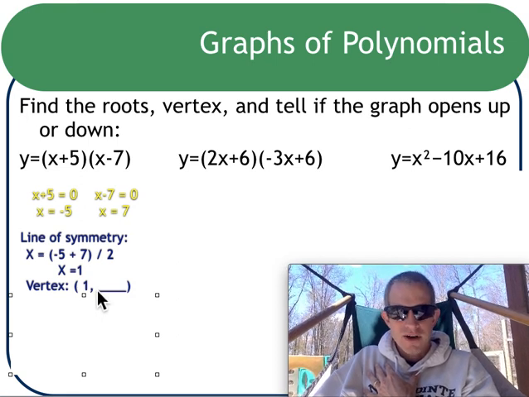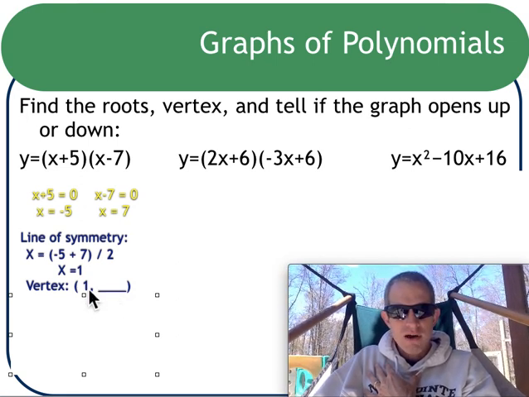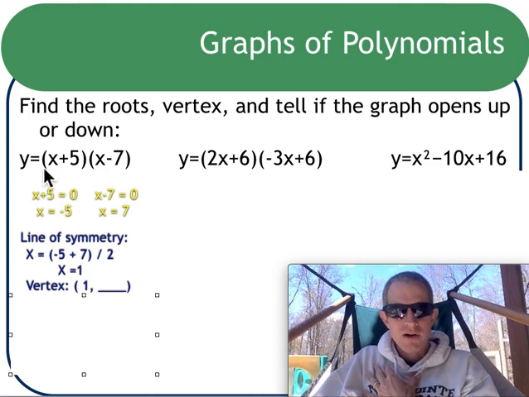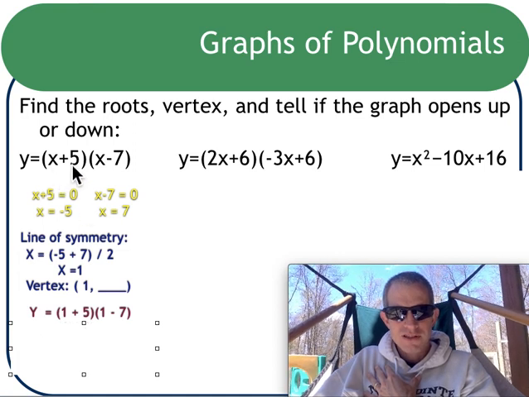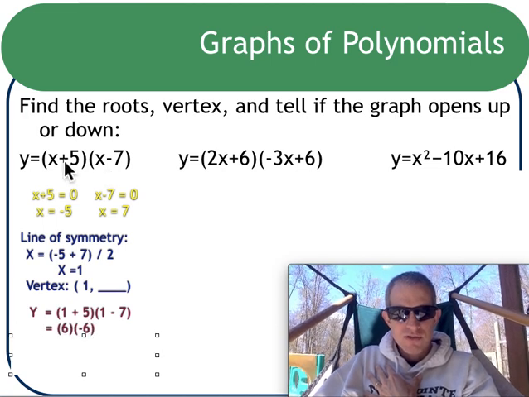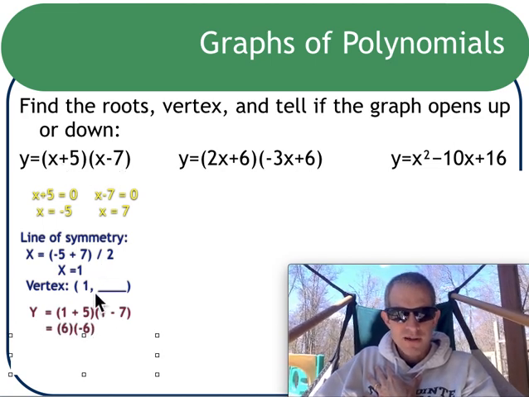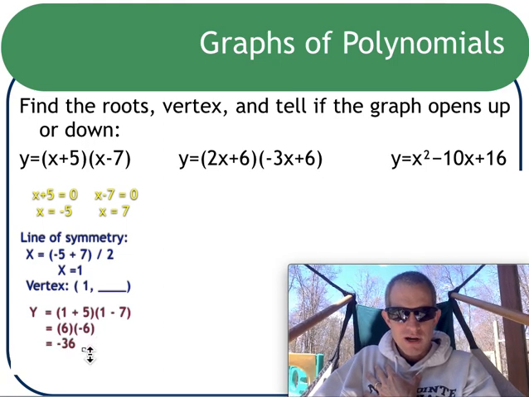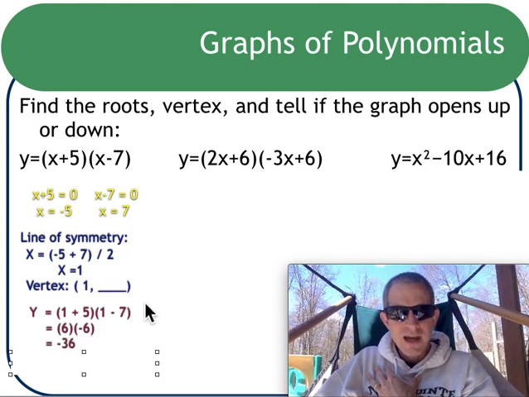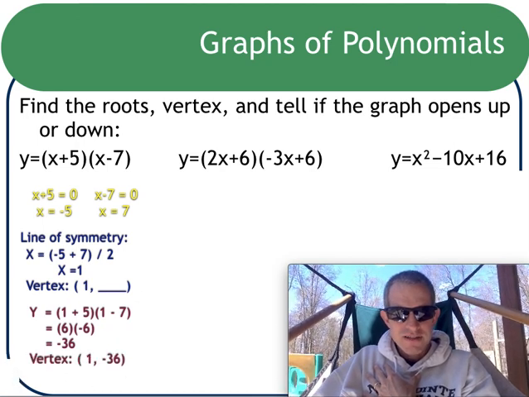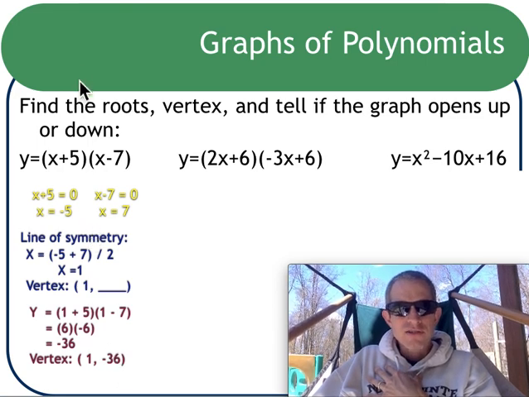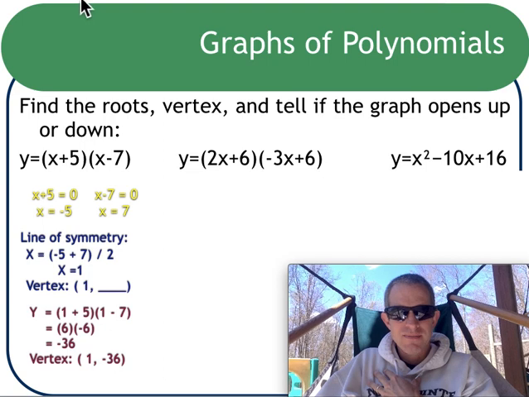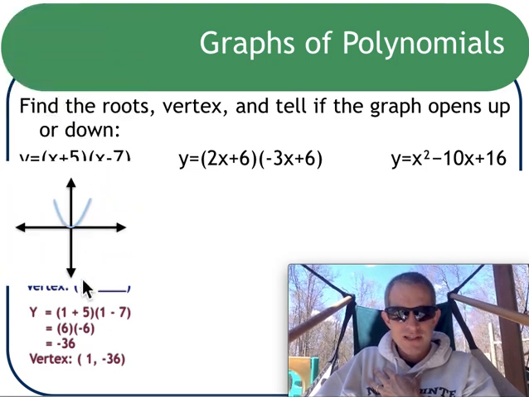And so to find the y-coordinate of the vertex, we take that 1 and we plug it in for x, and we calculate what y is. And so in this case, if we plug a 1 here, 1 plus 5 is 6. 1 minus 7 is negative 6. If we take those two, since this is a multiplication format, and multiply them together, we get that the y-coordinate is negative 36. And therefore, our complete vertex is 1, negative 36. So now that I've got all sorts of different information about this, I can make a pretty good graph of it. So let's do that a moment.